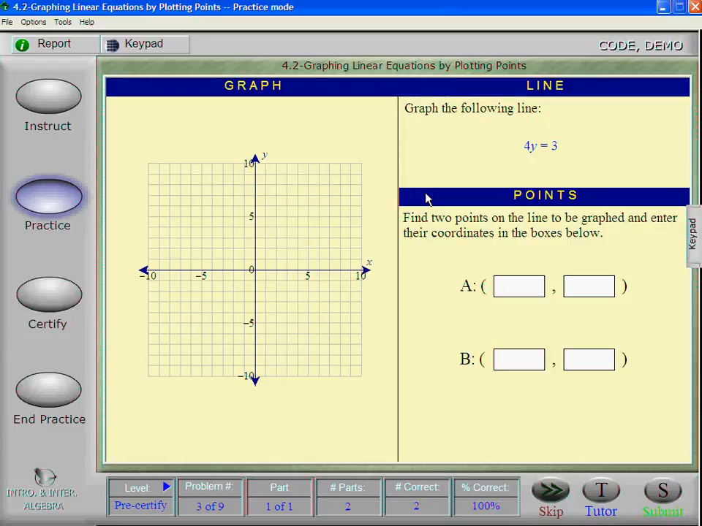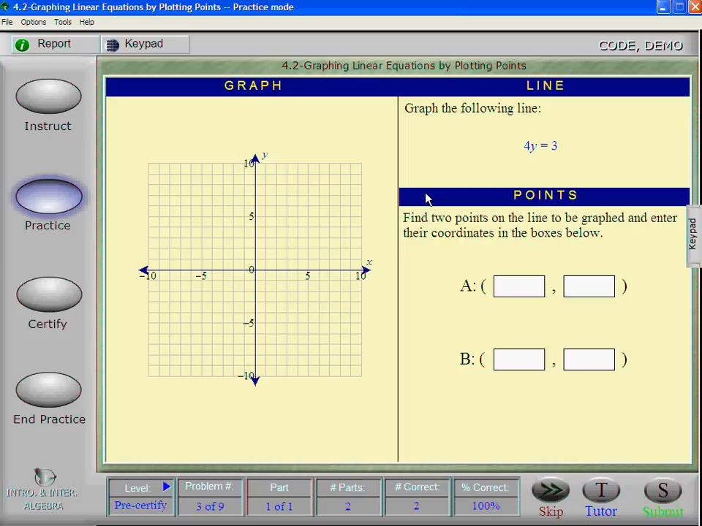Okay, so in the previous video I said that there were three types of problems that I see in section 4.2. This one here would be kind of the second type, and to help you identify the other two types, because the first type was graph using intercepts. This one will say find 2 points on the line to be graphed and enter their coordinates in the box below. There'll be similar instructions, but when you actually look at the problem, what you'll have to notice is, do I have two variables or do I have one variable?